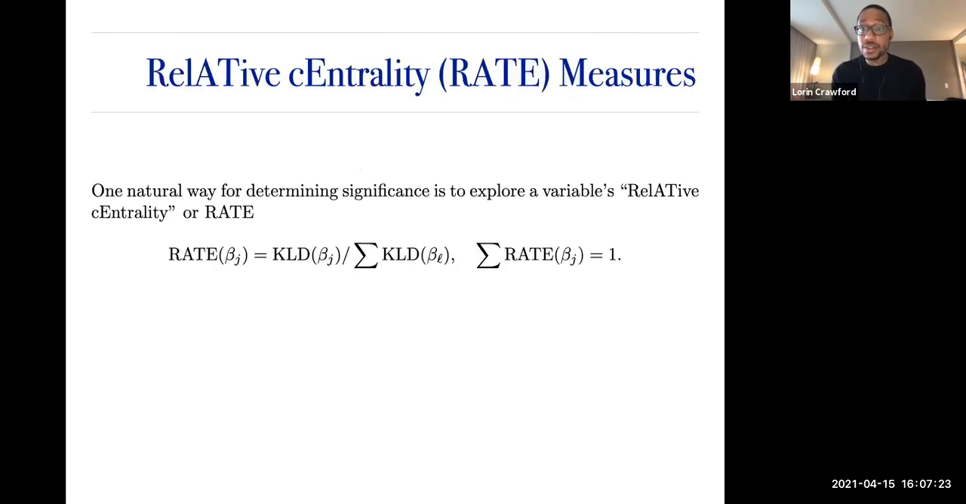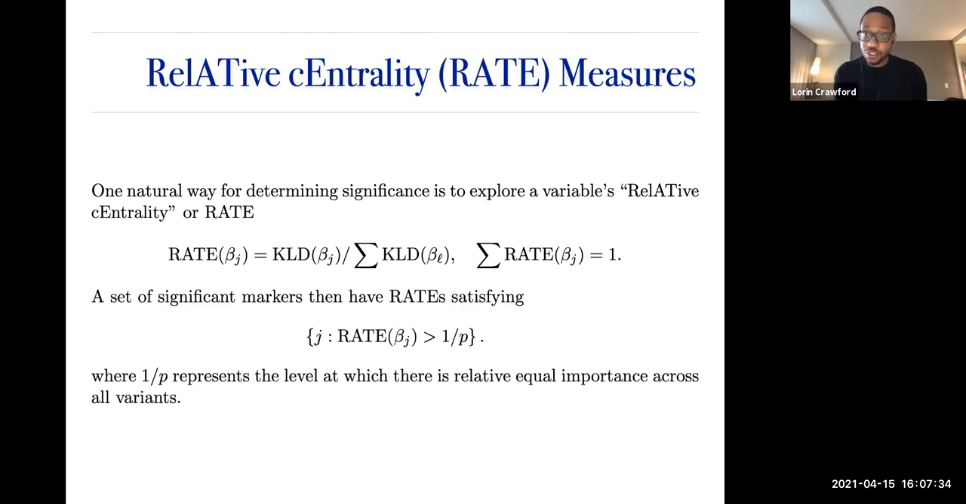Now, RATE, or this relative centrality, is taking that idea with the KL divergence and putting it on a scale of 0 to 1. Why I like this scale is because it gives us a natural null hypothesis. So RATE's null, which is really important, is that every variable is contributing equally to the output, right? And the alternative is that some variables are contributing more, okay?